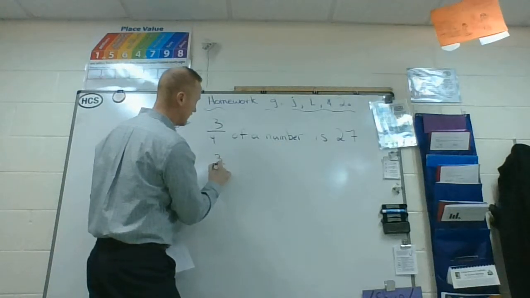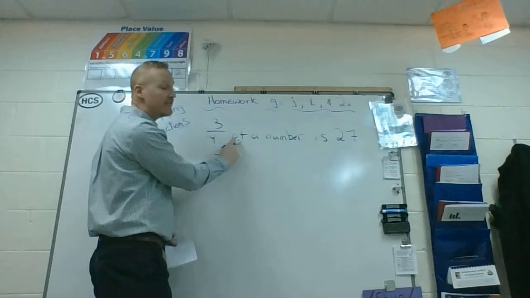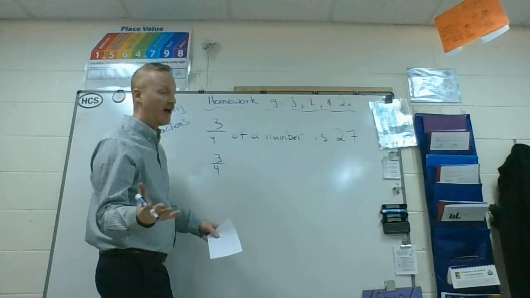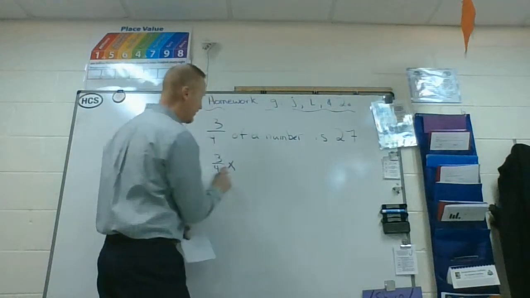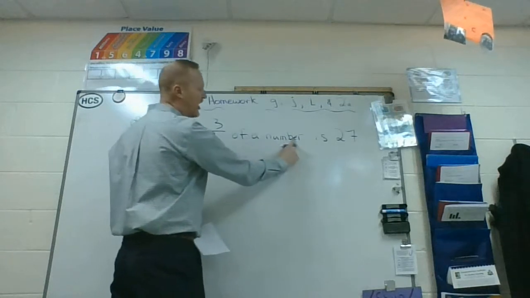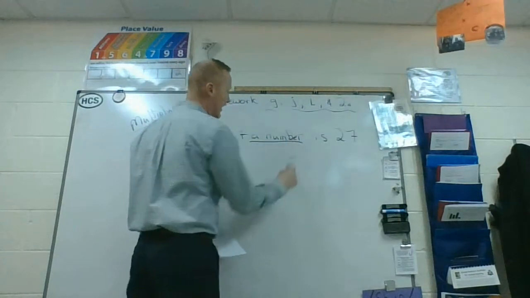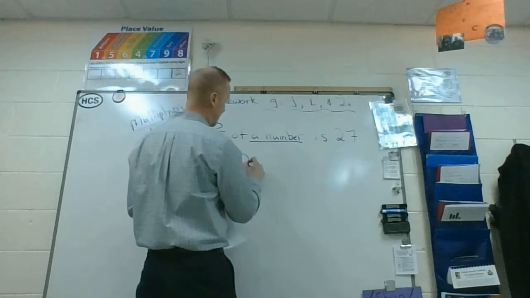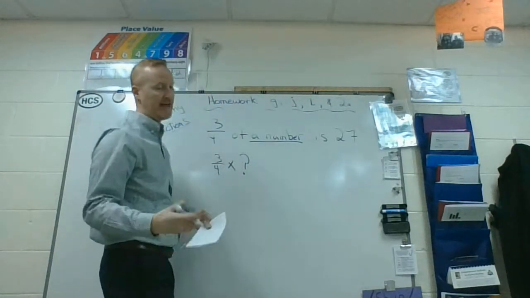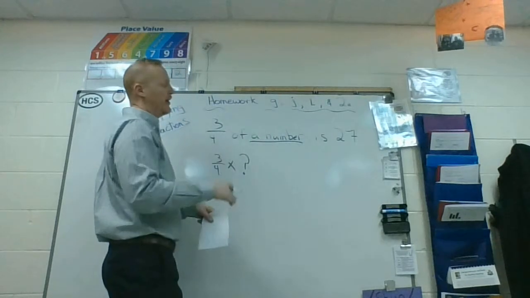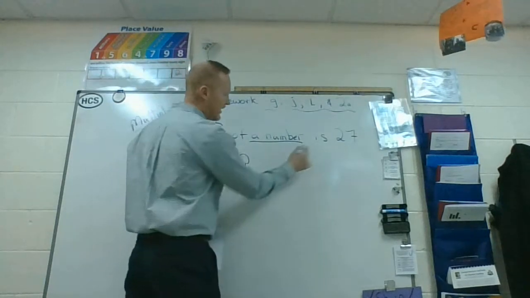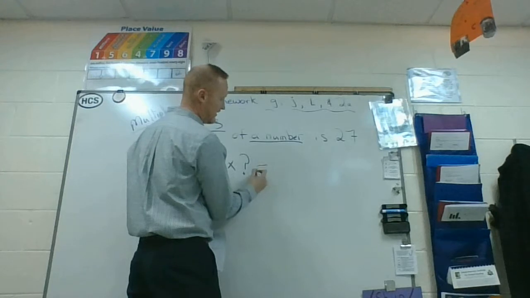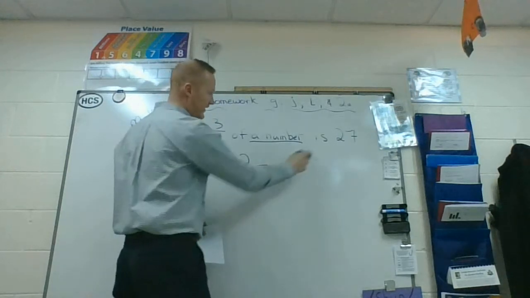So 3/4, I told you that "of" equals, say it, multiplication. 3/4 times a number. We learned this in 4th grade. And if we don't know the number, then I like to put a question mark. You can put a variable like X, Y, or Z. But let's just go with question mark for now. That is equal, and then 27.